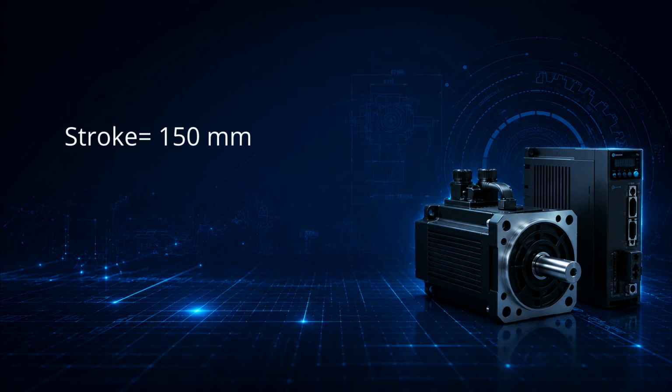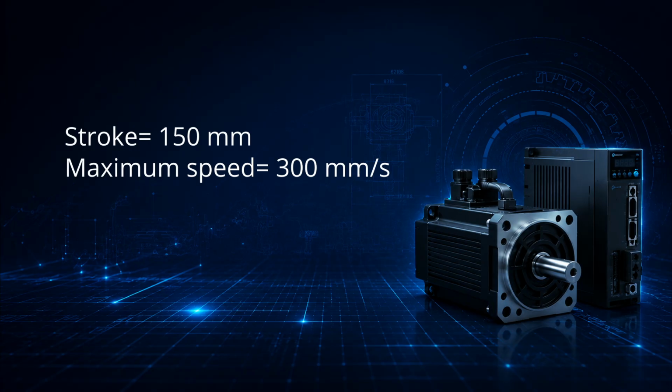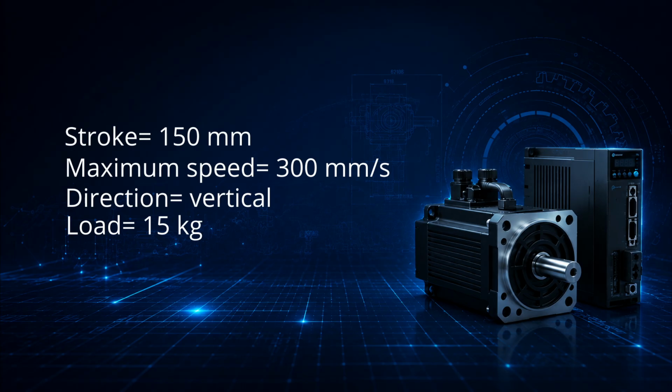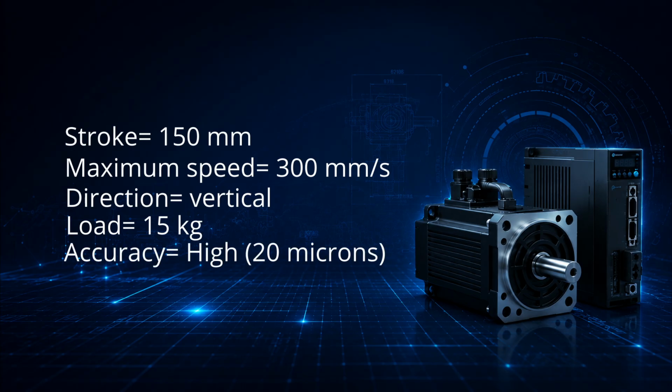Before starting calculations, we need to define some machine requirements. We already know our stroke is 150 mm, maximum speed is 300 mm per second, direction of travel is vertical, and the load, meaning the cutting head and cutting head mounting plate, is 15 kg. We need high accuracy, and our accuracy requirement is plus or minus 0.02 mm, which means 20 micron. For motion transmission we are using the ball screw selected in the previous video. These 6 parameters determine the entire servo sizing process. Changing any one of them changes the motor selection.